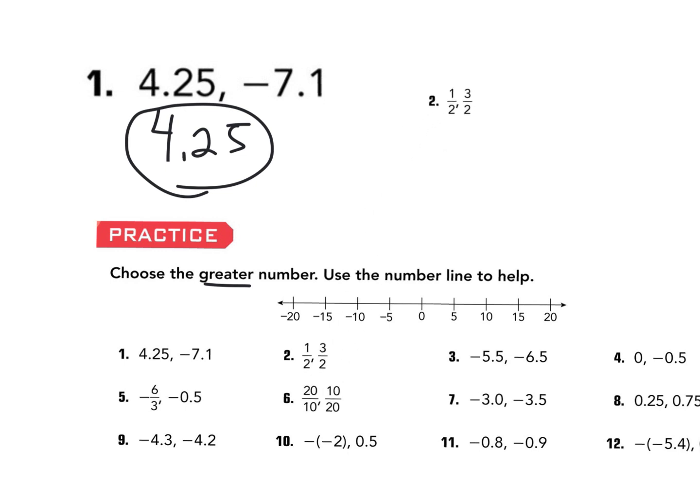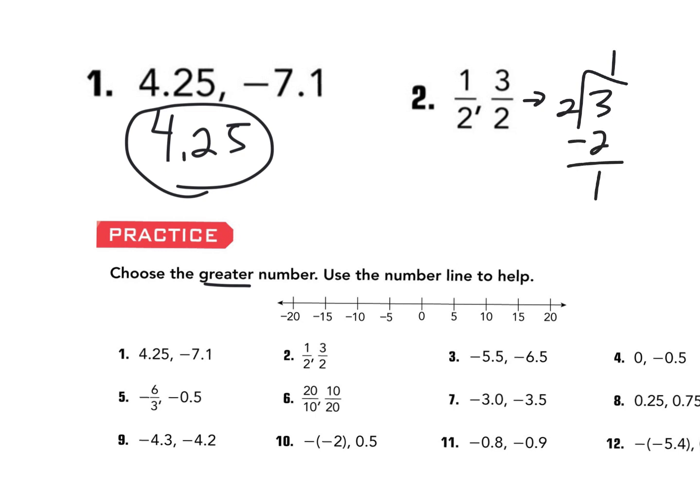Number 2, we have 1/2 and 3/2. 3/2, if you divided that out, that's the same as 1 1/2, or 1.5 if you did a decimal. And if you think about 1/2 and 1 1/2, 1/2 is going to be between 0 and 1, and 1 1/2 is going to be between 1 and 2. So the greater number here would be 1 1/2.